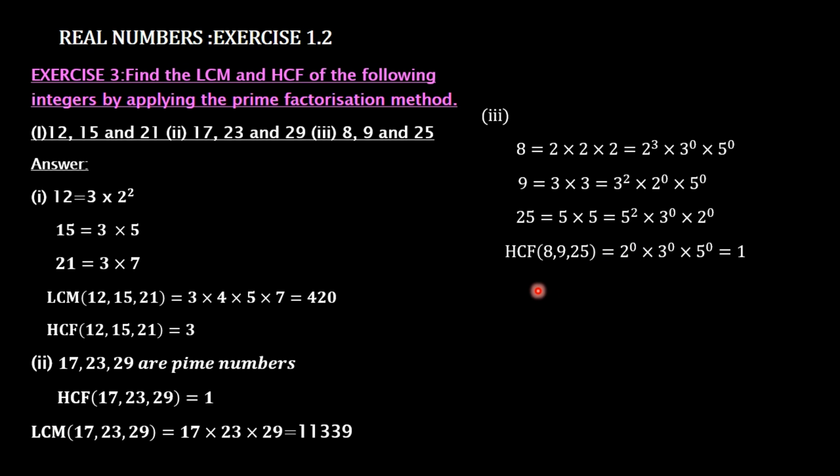What it implies? There are no common factors among these three numbers. Then what about LCM? We have to choose the highest among these powers, that is 2 cube into 3 square into 5 square, which is 1800. This is our result, that is, we got our number as 1800.